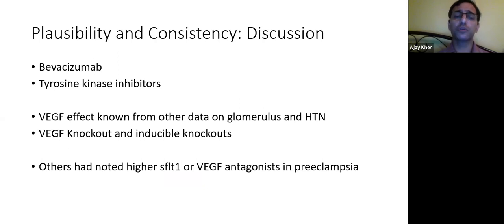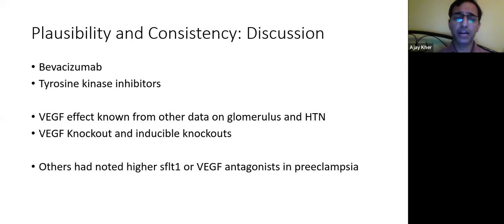And there are VEGF knockouts and inducible knockouts, which are also present and have similar phenotypes in terms of hypertension and proteinuria. So there are also other evidences, other studies that had happened before, which had shown separately that there were higher sFlt1 levels in patients in pregnancies with preeclampsia. And people had shown that serum from preeclampsia had anti-VEGF activity, but they hadn't identified it as sFlt1.